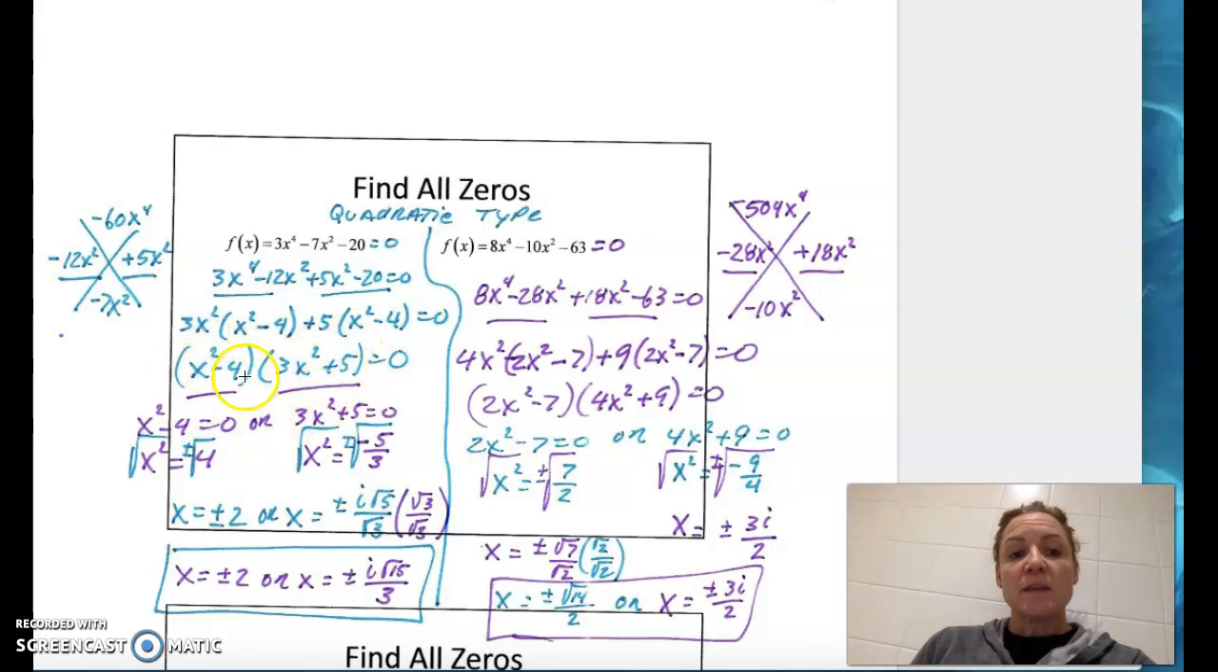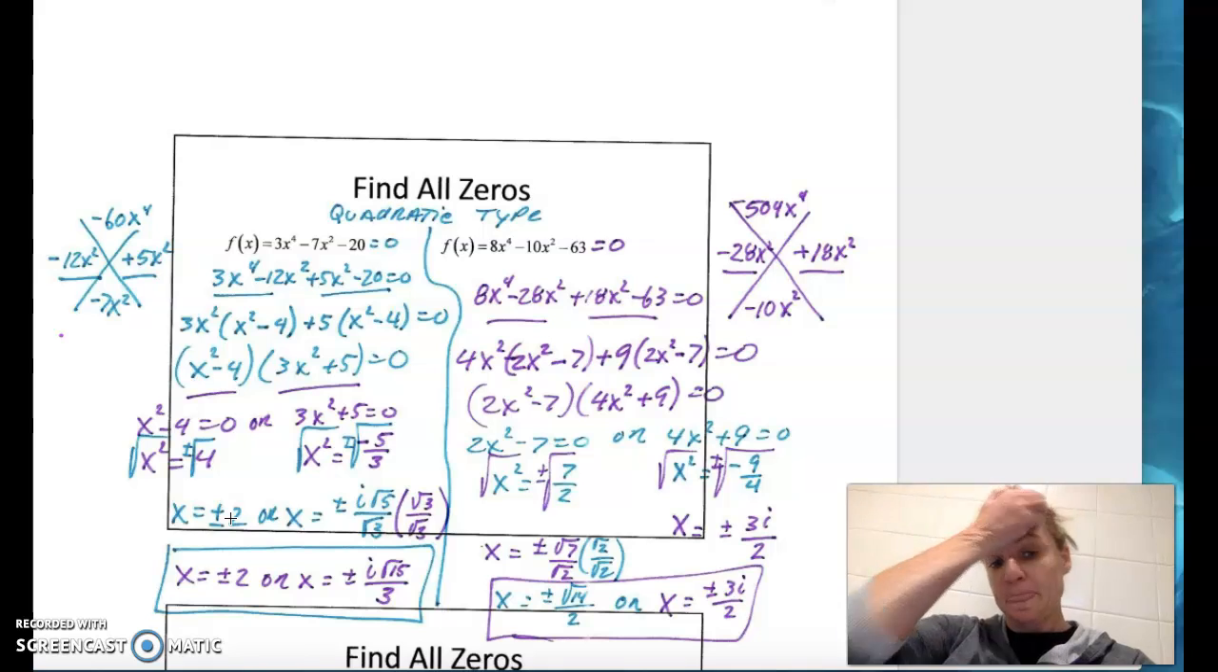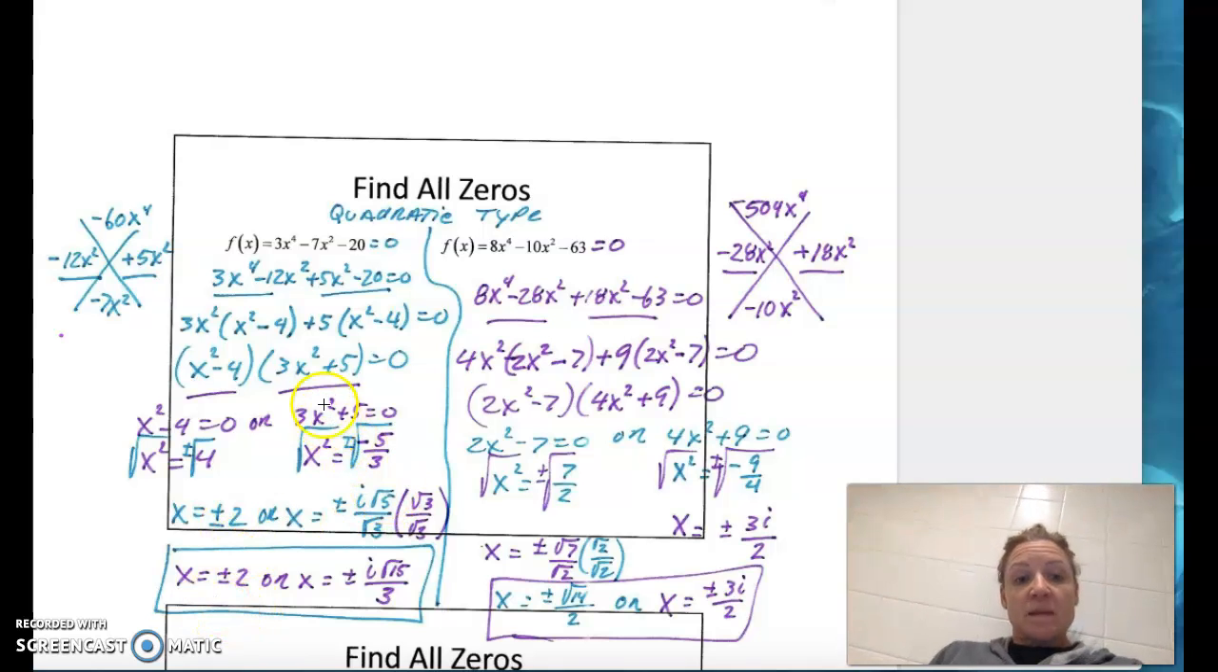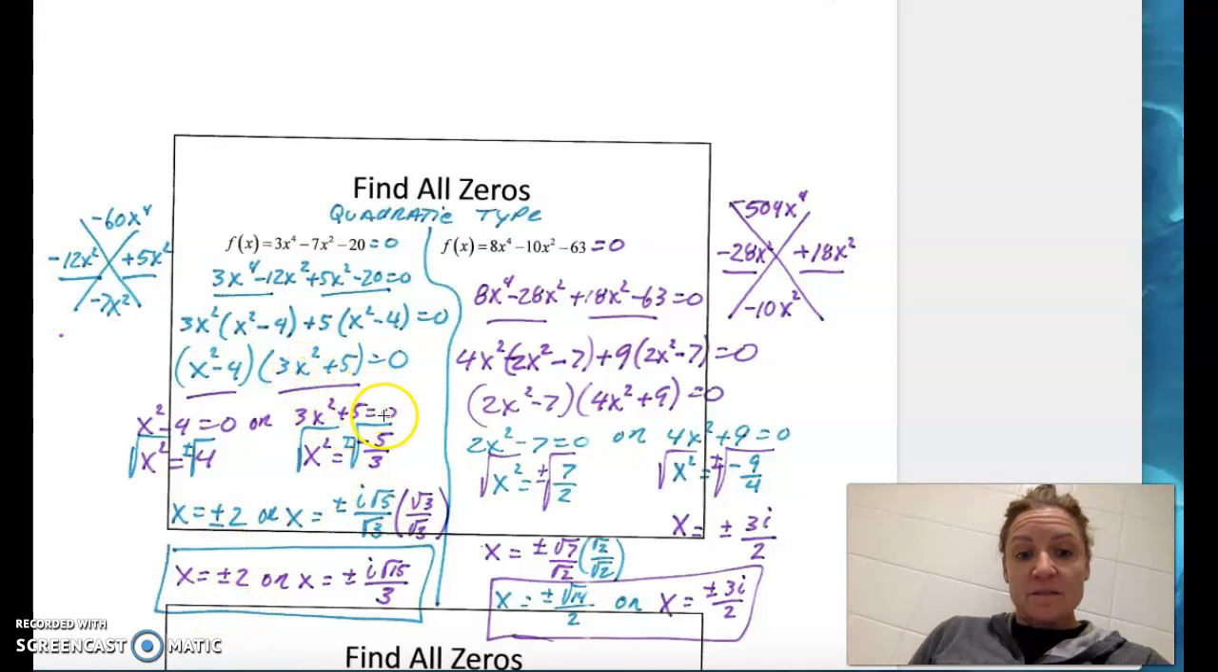If you set the x squared minus 4 equal to 0, add 4, take the square root, you get plus or minus 2. That's 2 of your answers. Then take the 3x squared plus 5, set it equal to 0. Subtract the 5, divide by 3, take the square root.